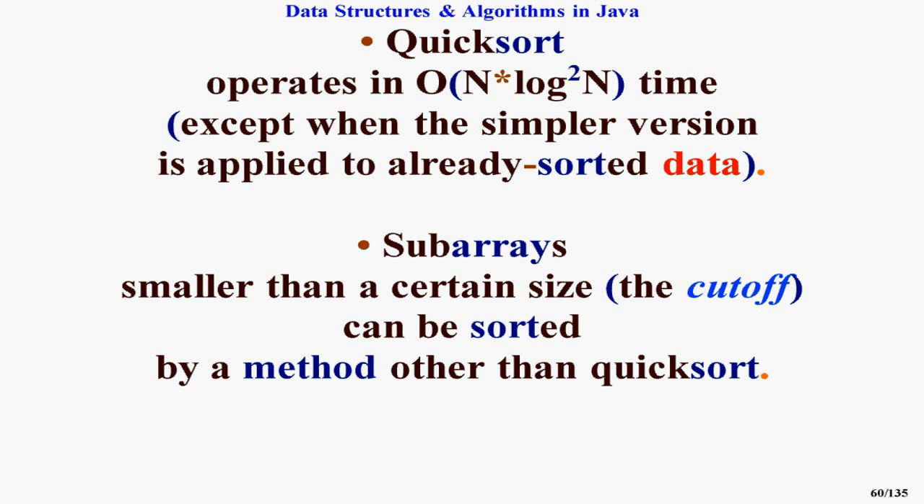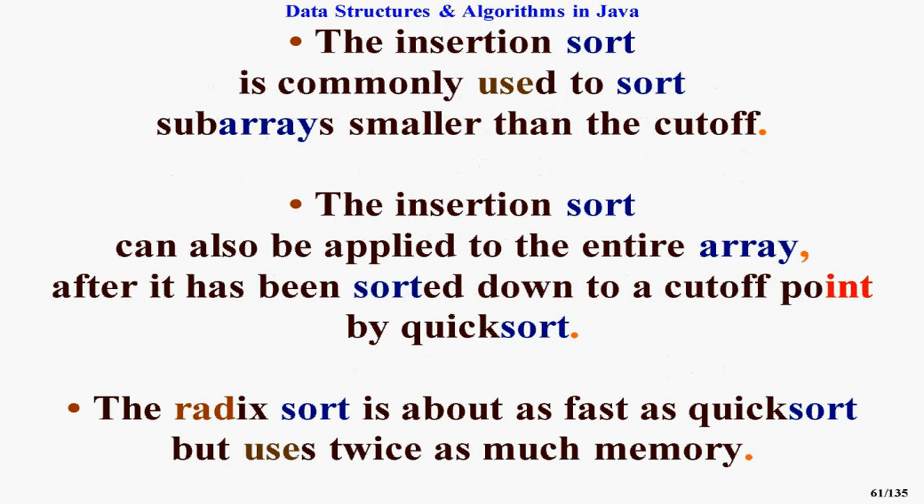Subarrays smaller than a certain size, the cutoff, can be sorted by a method other than quicksort. The insertion sort is commonly used to sort subarrays smaller than the cutoff. The insertion sort can also be applied to the entire array, after it has been sorted down to a cutoff point by quicksort. The radix sort is about as fast as quicksort but uses twice as much memory.